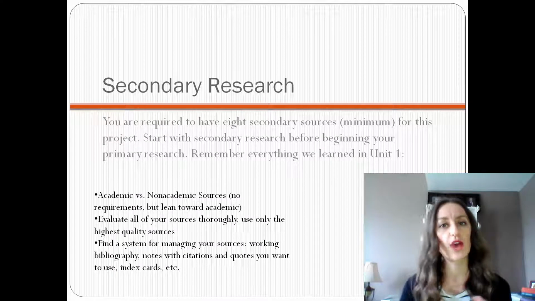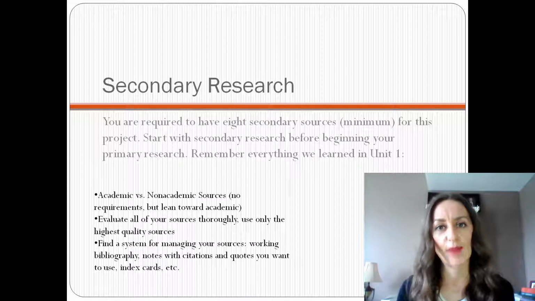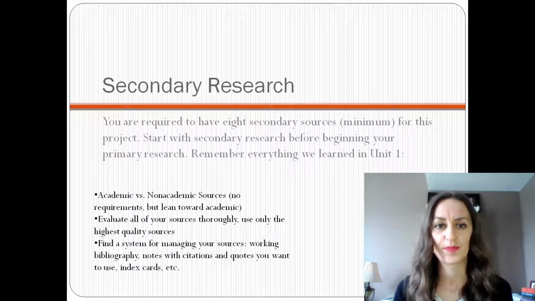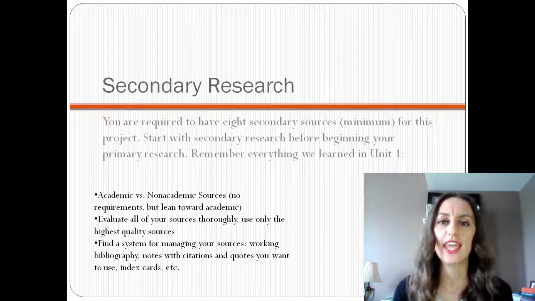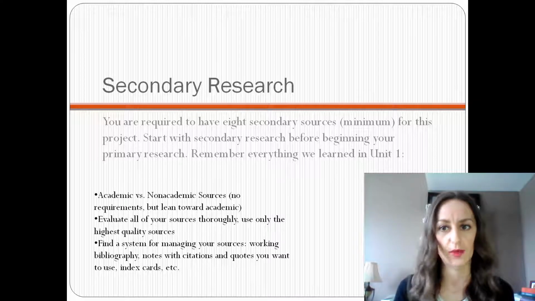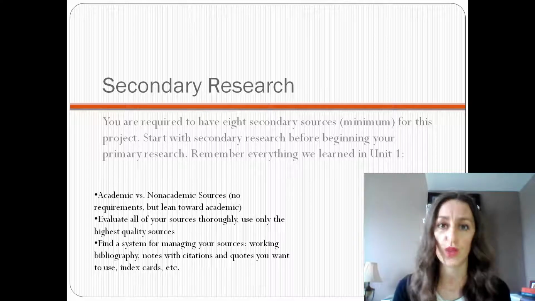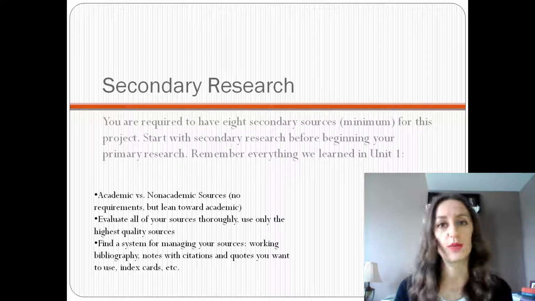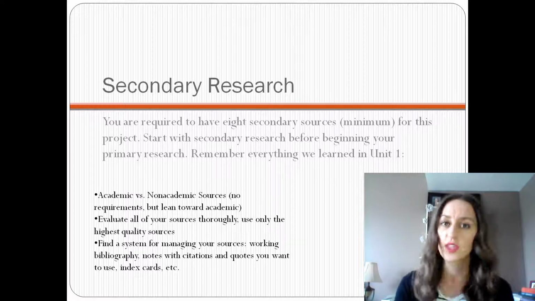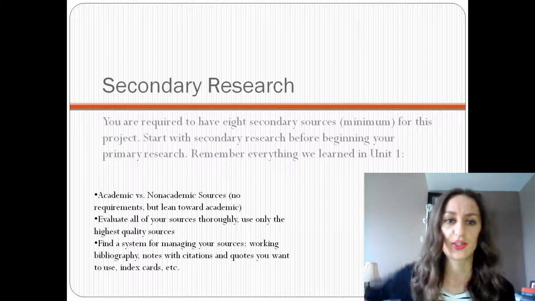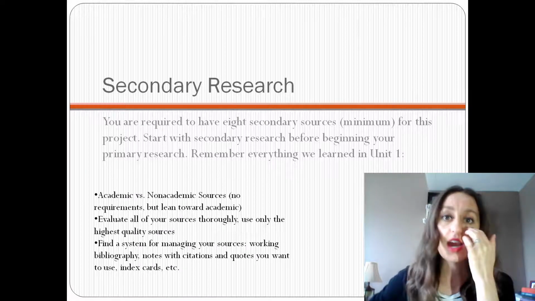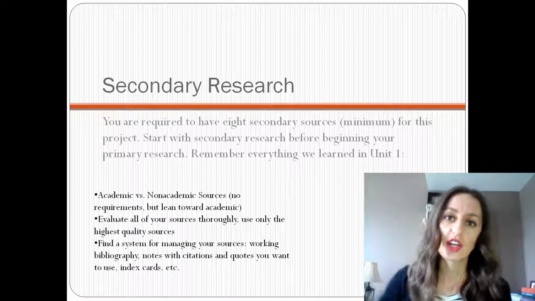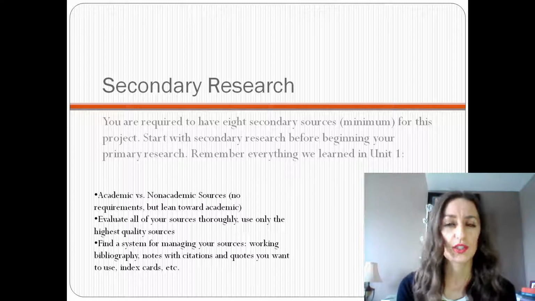So now let's talk about the research that needs to be happening in this paper. All right. You are required to have 8 secondary sources as a minimum. All right. So if you do use your Unit 1 topic for that assignment, you are only required to have 5 secondary sources. So you will have to do at least a little bit more secondary research, get 3 more sources. But for everyone else, if you're starting from scratch with a new topic, you're gonna have to find 8 secondary sources, all right?